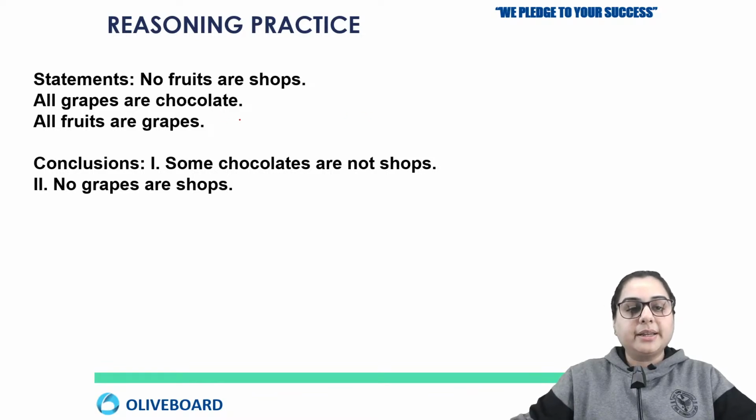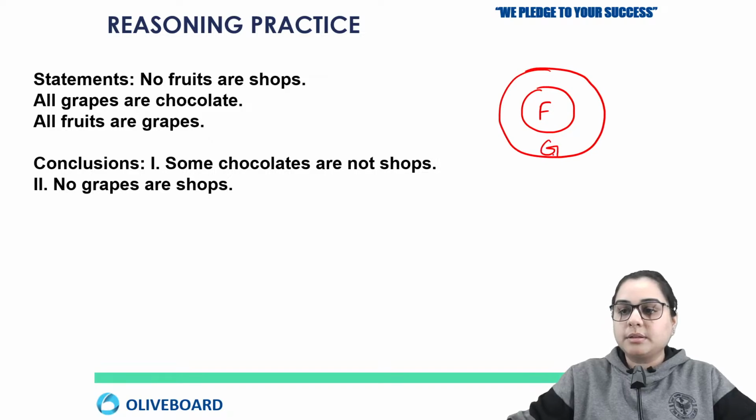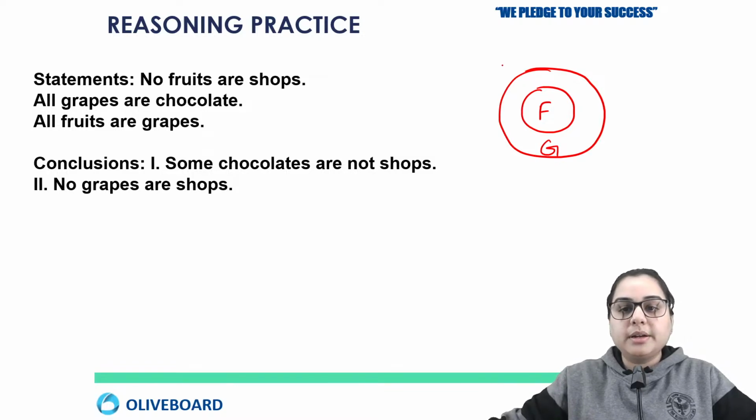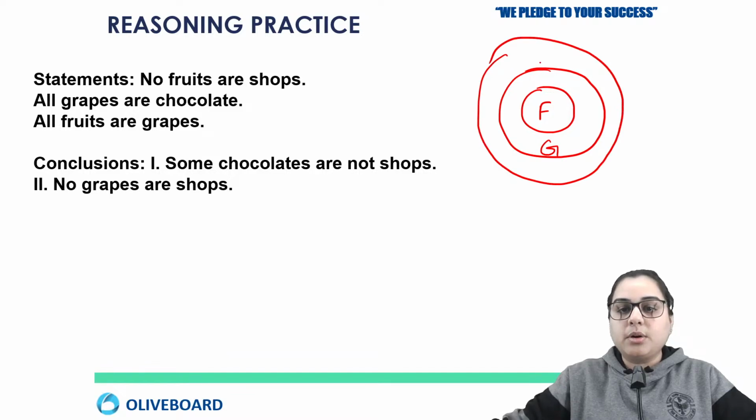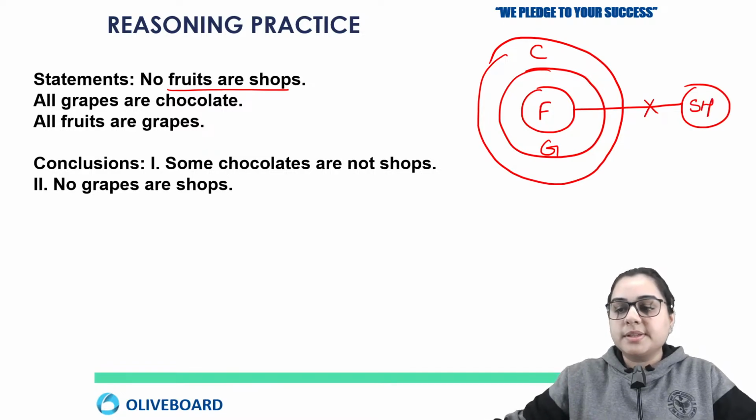So let's make the diagram: all fruits are grapes. Then we have all grapes are chocolates, and then we have no fruits are shops. So it is a relation of no between fruits and shops. Okay, so this is how you have to try.